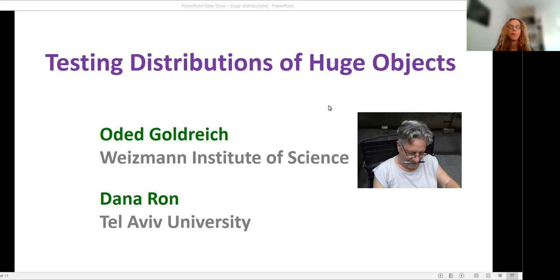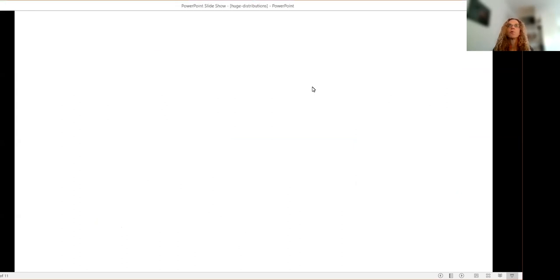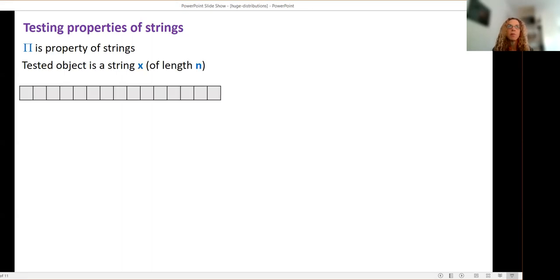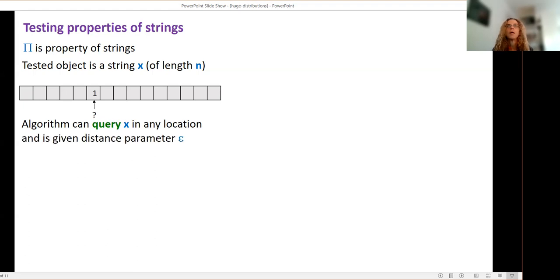In order to define the model that I will be talking about in this presentation, I first want to go back to two standard models of testing properties. The first model is testing properties of objects that can be represented as strings. Here, pi denotes a property of strings, that is a subset of strings, and the tested object is a string x of length n. The algorithm can query x at any location and get the value at that location, and is also given a distance parameter epsilon.